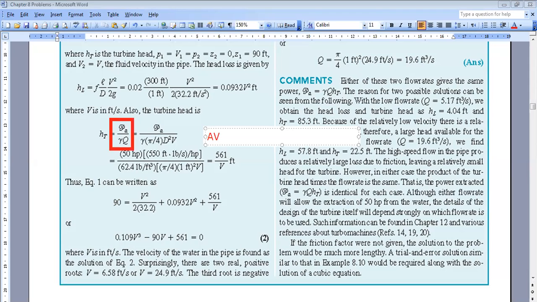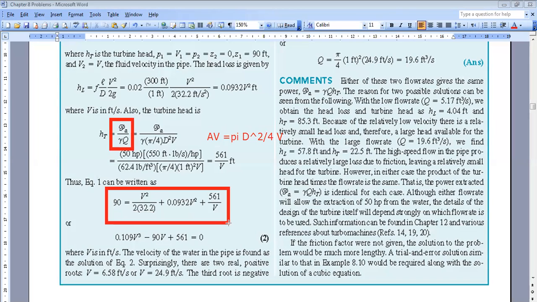Okay, and the area is, of course, a circular area, so it's pi d square over 4, and the diameter is also given, so this will simplify things. Okay, so times velocity. So now all I have to do is plug my HL and HT into my equation. I will get the following relation, and as you can see here, the only unknown is velocity. So all I have to do is solve my numerical equation and get the corresponding values of V.